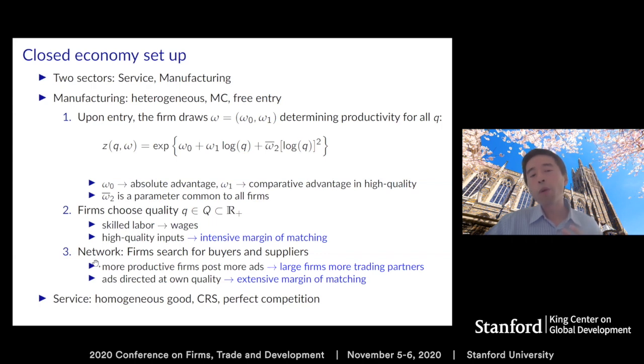And the third block is that, as I motivated, we'll allow firms to choose their own business partners. So we have to think about the firm searching for buyers as well as suppliers simultaneously. In this model, more productive firms will post more ads. That will rationalize why larger firms in our data have more trading partners. And these ads will be directed towards your own quality, matching the extensive margin of matching. Just for today's talk, we will hardwire this in and give you an exogenous directed probability. But we've already worked out and quantified a model where firms, based on this production function, can also endogenously target their ads. So far we've seen that the results are very robust. For the sake of time, I'm going to show you a version where this is exogenous today.